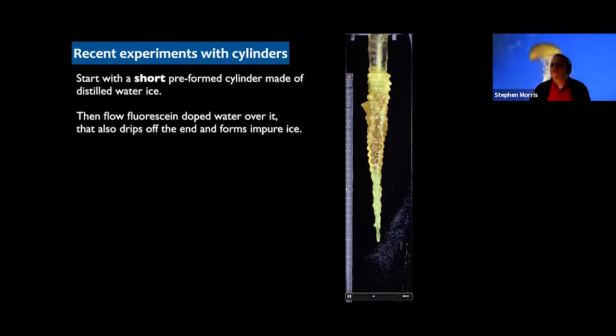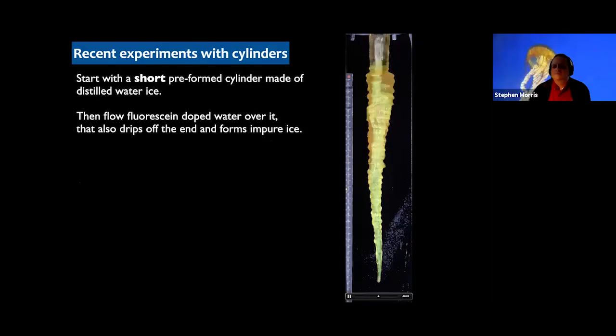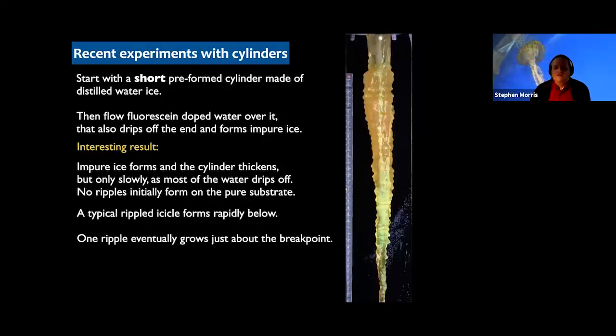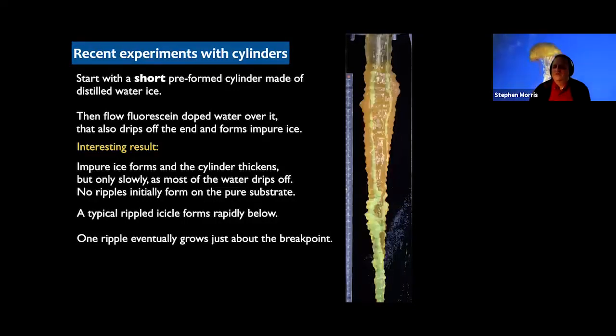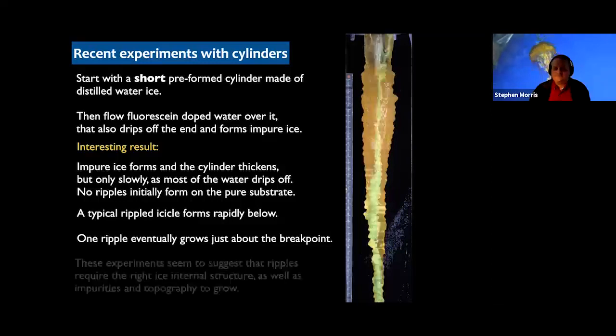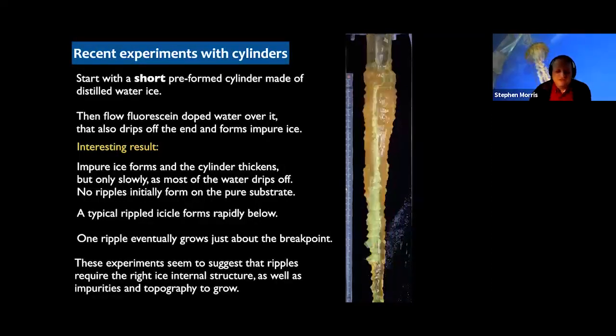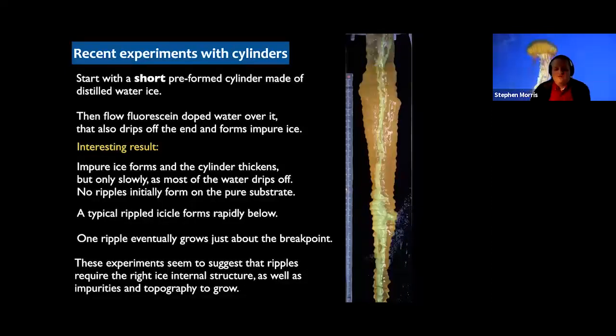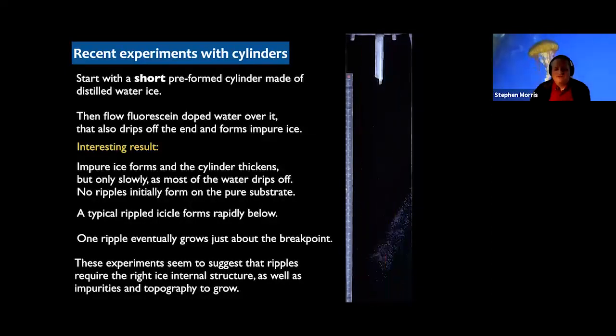If you look very closely, you see a single ripple starts to grow right above the join. There's a ripple growing. And the ripples are also climbing the icicle slowly. So impure ice grows and ripples form, but basically it doesn't form ripples on the pure part. So these experiments seem to suggest that the ripples require not only the flow and so on, but they also have to have the right internal structure of the ice in order to grow.